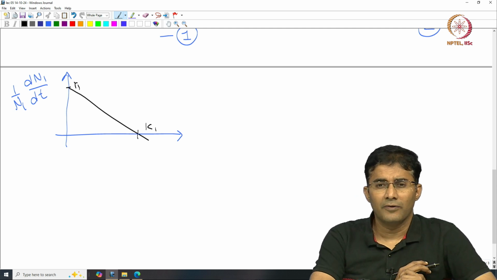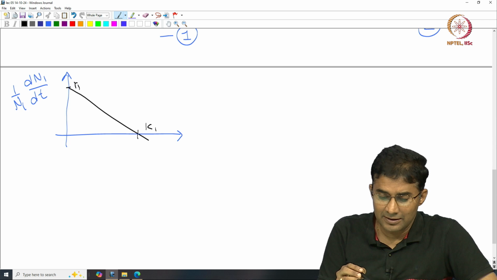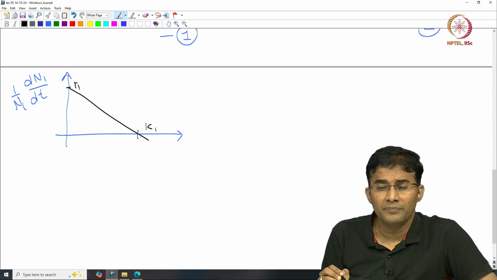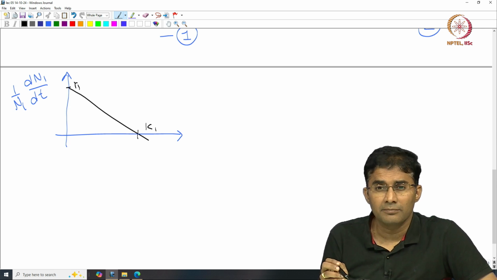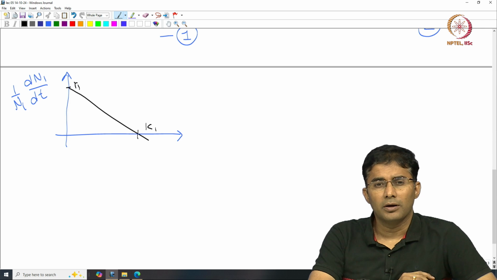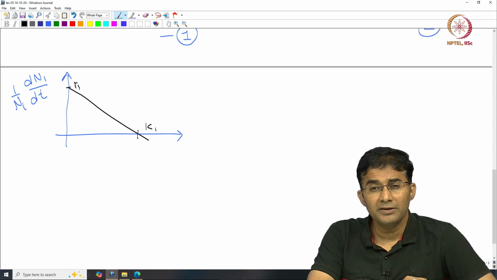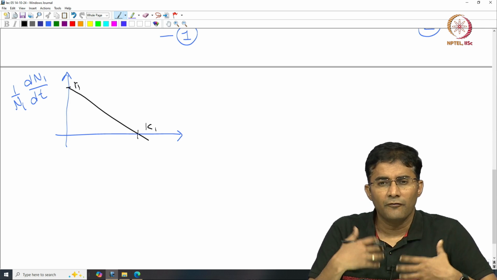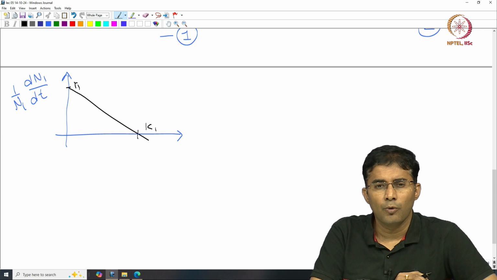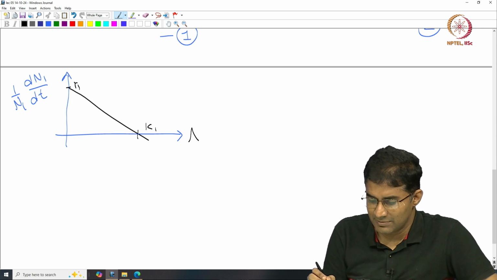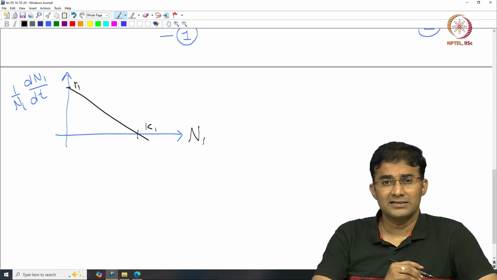Effectively, what this is telling us is that the per capita growth rate reaches 0 when the number of individuals of species 1 is equal to K1. Okay. Now, what can happen if I now add a few more individuals of species 2? Let us remember that this x axis is N1.